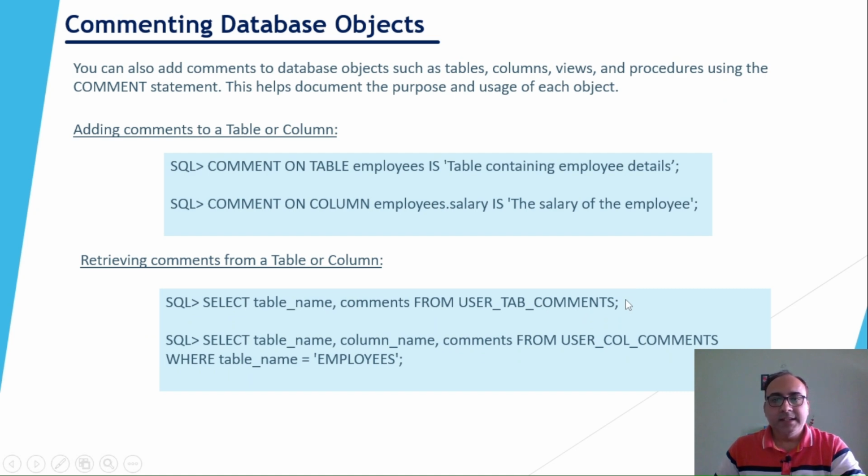So there is a data dictionary view, USER_TAB_COMMENTS. From there we can retrieve comments for the tables owned by that particular user. Next we have SELECT table_name, column_name, comments FROM USER_COL_COMMENTS WHERE table_name = 'EMPLOYEES'. For the table employees, it will provide all the column comments. So this is how we can retrieve comments from a table or column using data dictionary views.